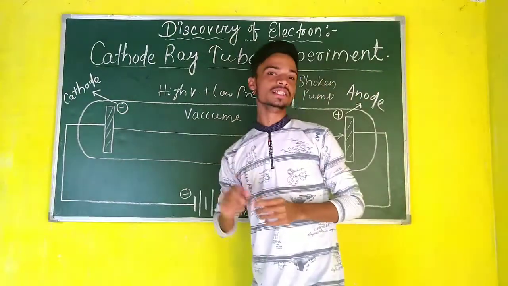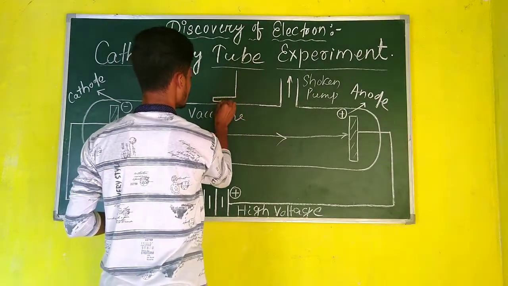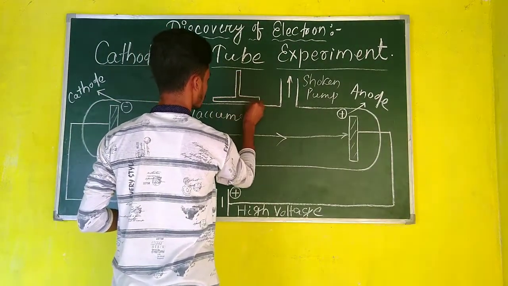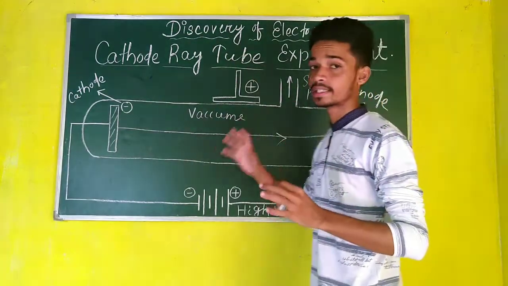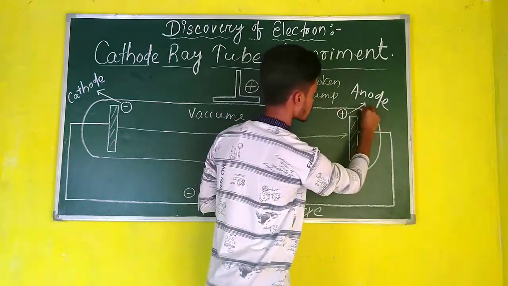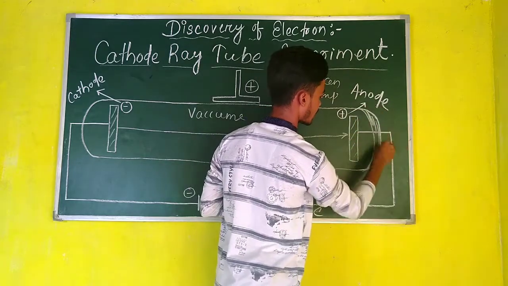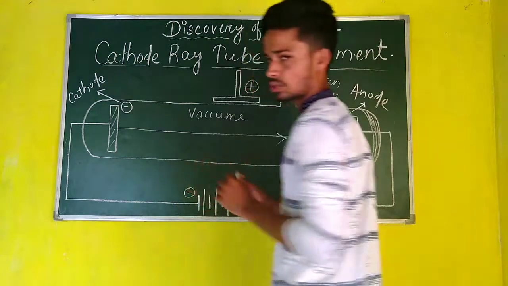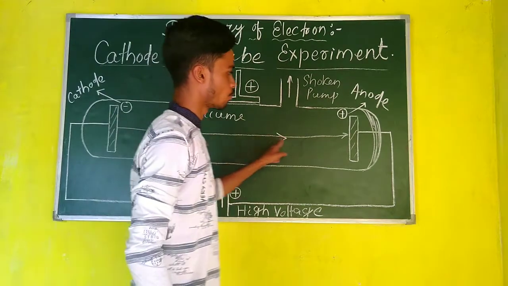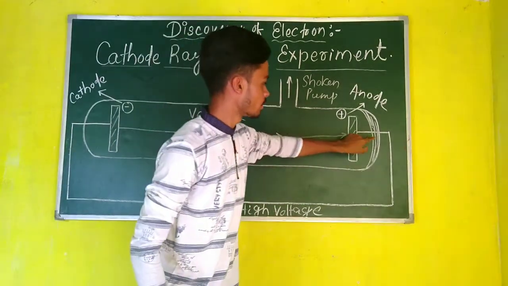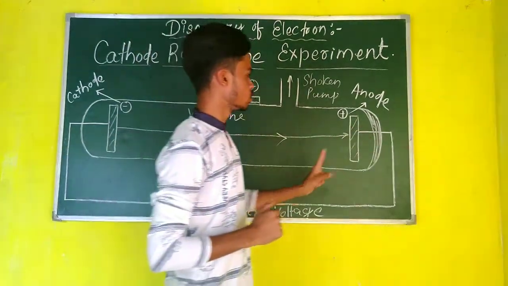To prove this, J.J. Thomson added a positive plate in this place, and J.J. Thomson added another thing, students: a fluorescent screen behind the positive electrode, the anode. So students, when that beam travels in a straight line and touches the fluorescent screen, then scintillation is produced, meaning a flash is produced.